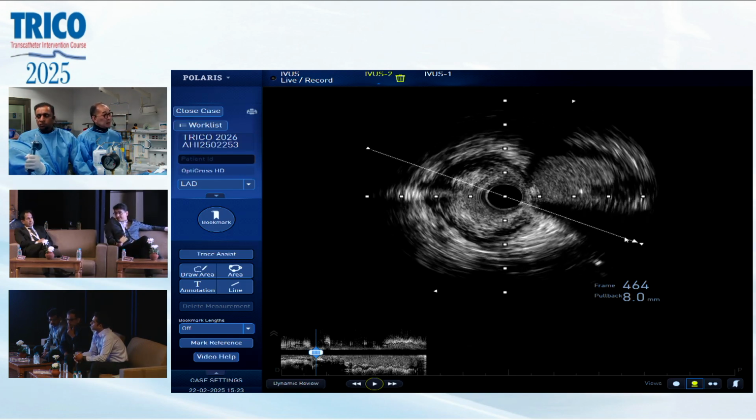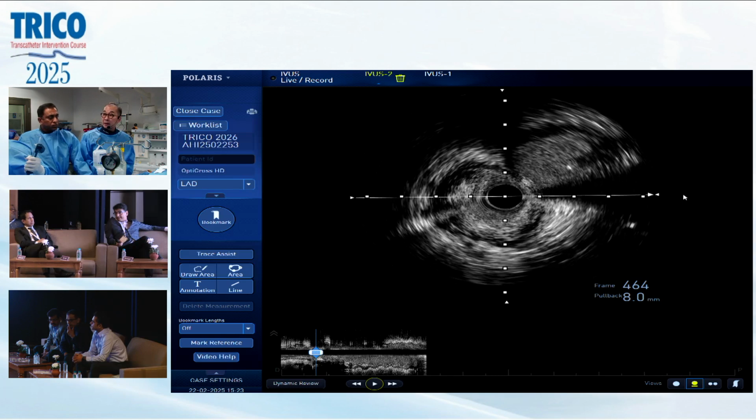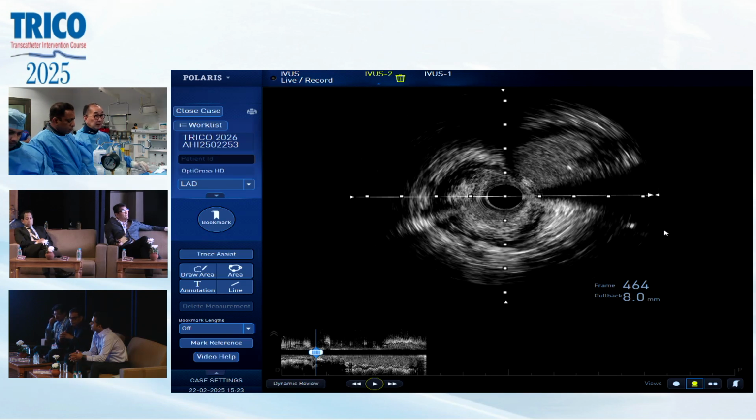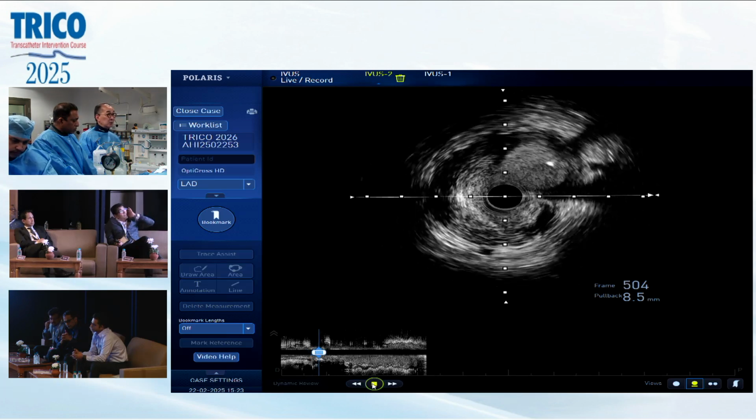I think Dr. Saito is not here, and he is the one who invented the jailed balloon technique. Oh, he's in there. So he can teach us the real jailed balloon technique. But in this case, if I use only the jailed wire, I think it's very, very reasonable. Okay, that is my approach: just using the wire, protect the branch and stent across.